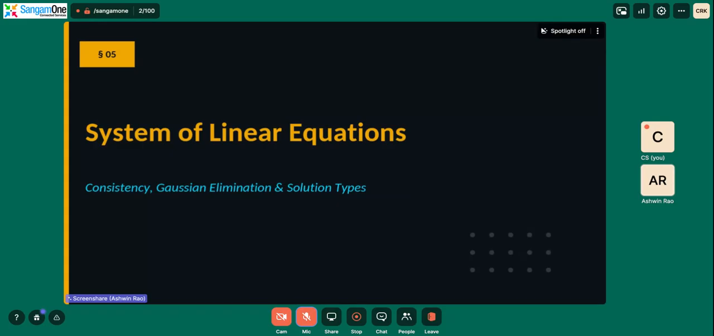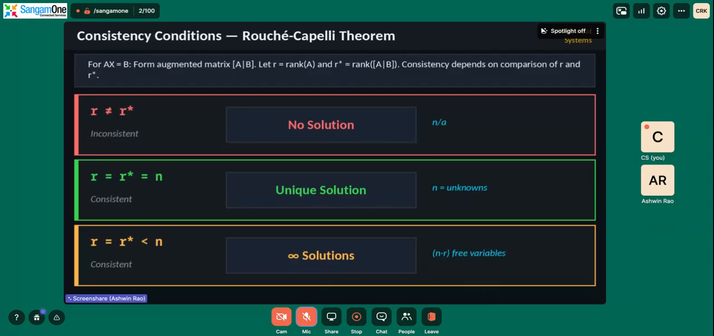So, system of linear equations. This is the Rouché-Capelli theorem. For Ax equal to B, form the augmented matrix [A|B]. Let R be the rank of A and R star the rank of [A|B]. Consistency depends on the comparison of R and R star. If R is not equal to R star, there is no solution.